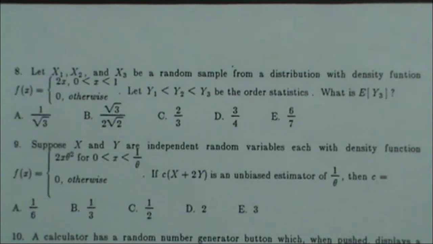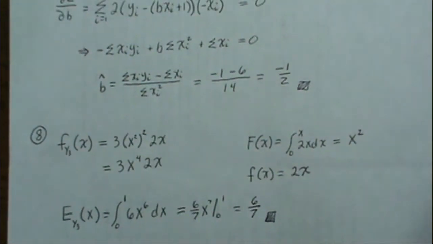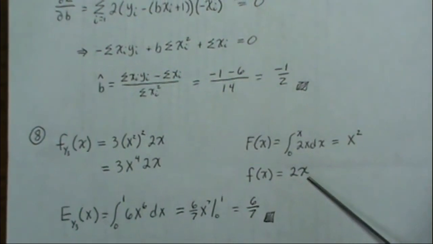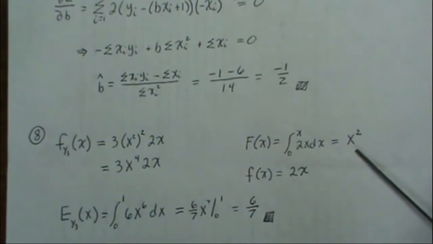Number 8. Let X1, X2, and X3 be a random sample from a distribution with density function f of x equal to 2x, where x is between 0 and 1. Let Y1, Y2, and Y3 be the order statistics. What is the expected value of Y3? So number 8, we're asked to find the expected value of Y3, which is the largest order statistic. We're given that the density is 2x, and we can find the CDF by integrating from 0 to x, and we get x squared.